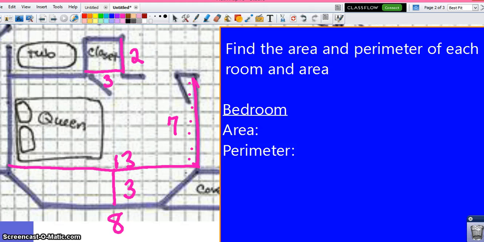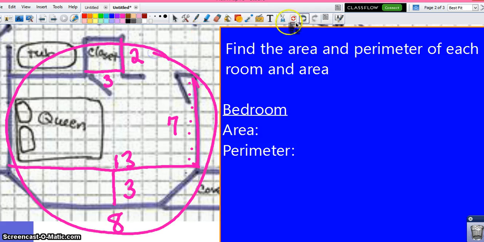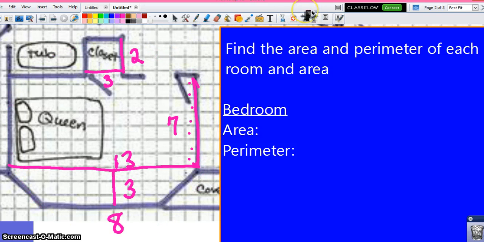Hello everyone, I'm going to go over with you exactly how I need you to do the area and perimeter for each one of your rooms, or the areas of your rooms. Just so you know, some of your rooms may be like this bedroom right here, and it's not going to be exact. So you're going to say, okay, how do I find the area and the perimeter of this?